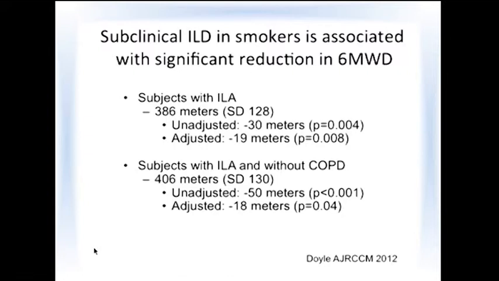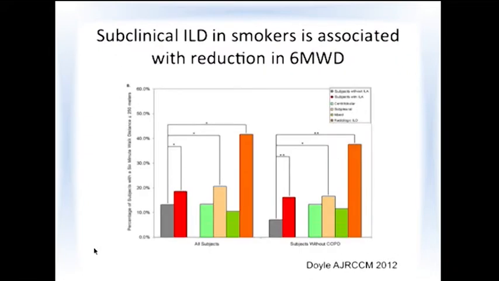So this is actually the first time we've been able to show that there's a functional impact of having these abnormalities, at least in smokers. And this is a graphic representation of this. This is showing the percentage of subjects with a 6-minute walk distance that was less than 250 meters. And this is looking at all subjects and subjects without COPD.